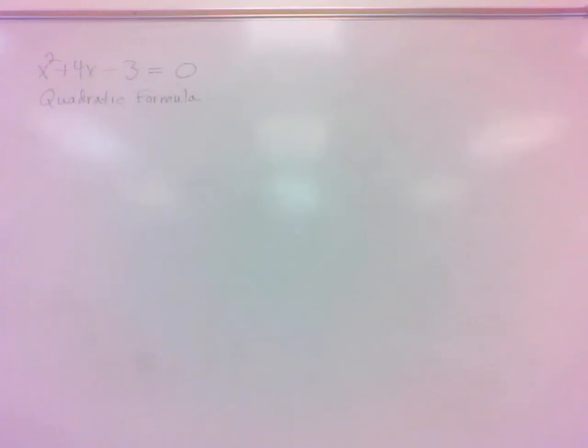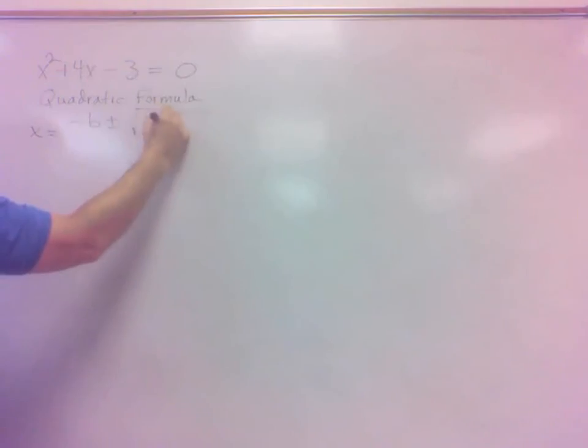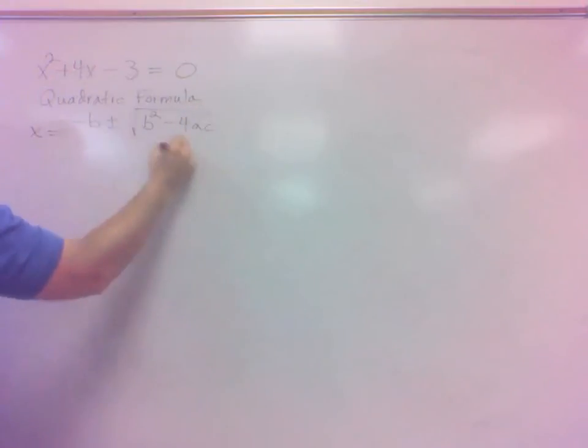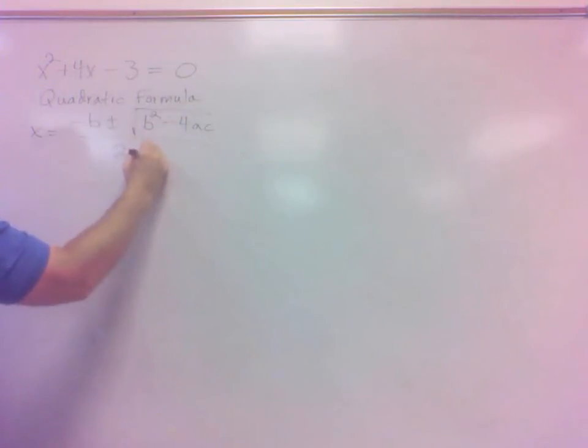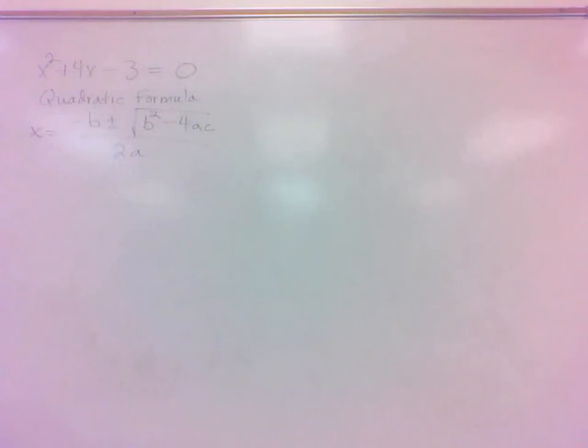So let's talk about it. By the quadratic formula, I mean a set formula: x equals minus b plus or minus the square root of b squared minus 4ac, all over 2a. Maybe you know the song that goes along with it to help you remember it, Pop Goes the Weasel. But anyway, the solutions can be found this way.